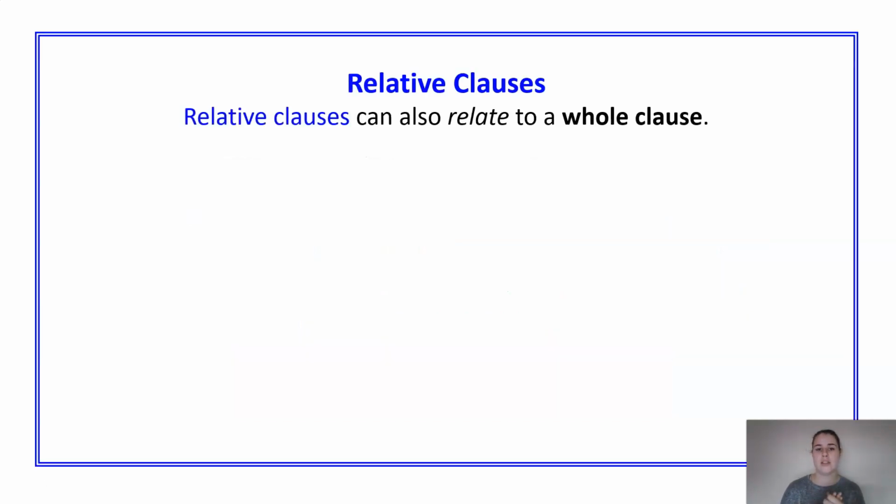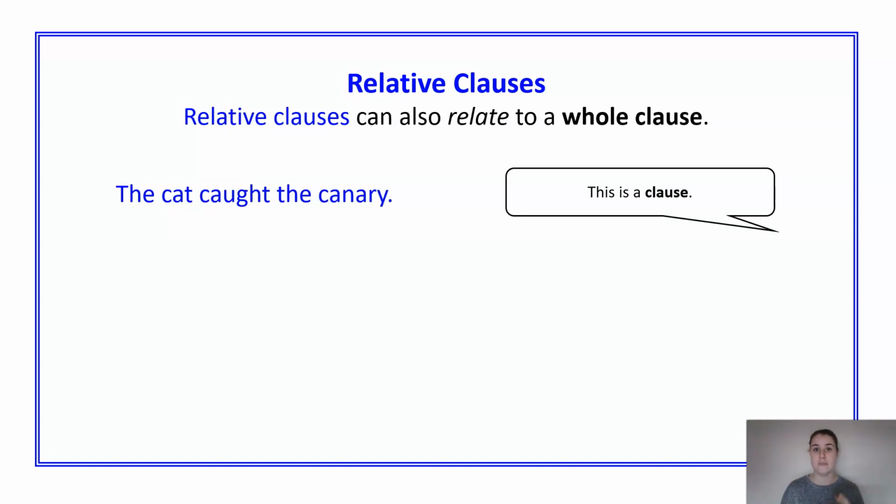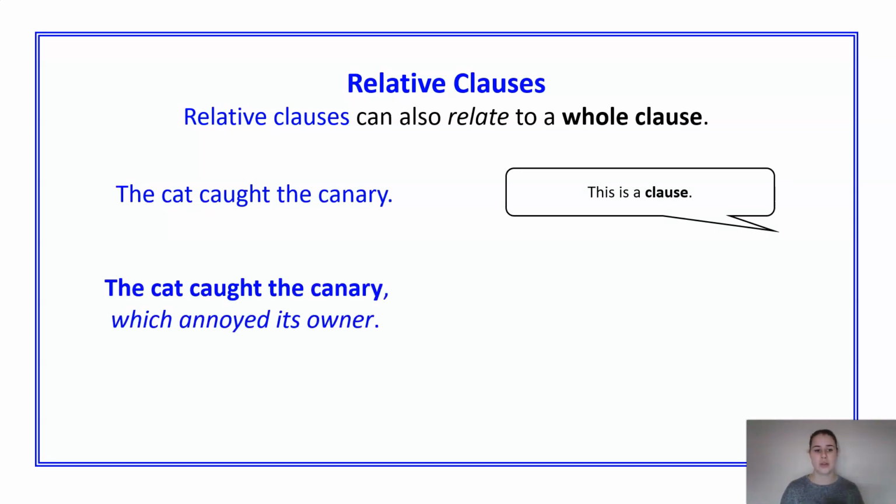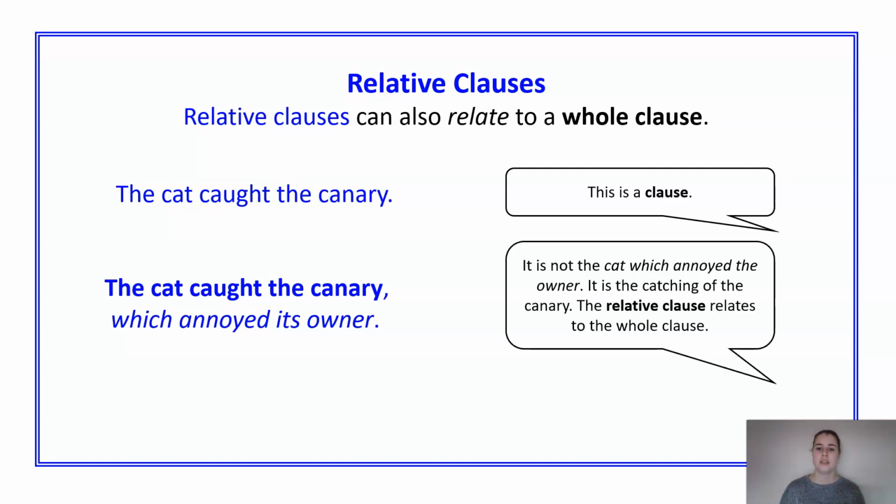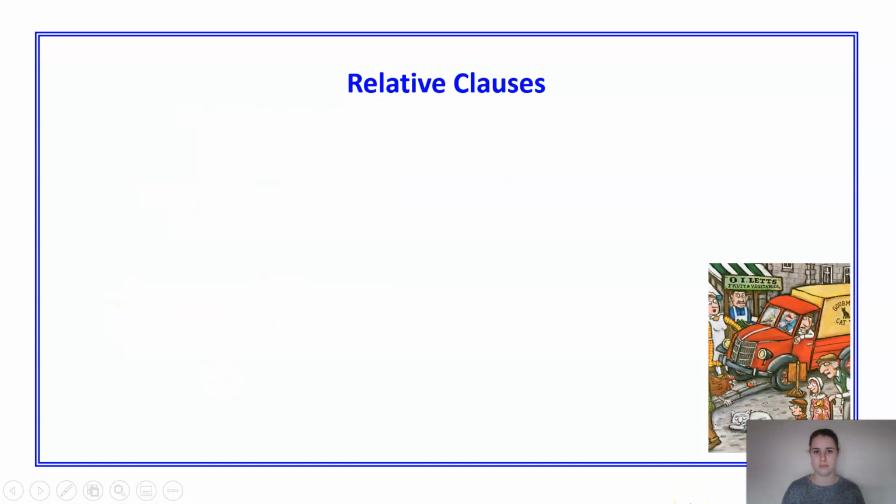When we now look at relative clauses, they can also relate to a whole clause, and this is where our relative pronouns come into play. So the cat caught the canary, that's our main clause. The cat caught the canary, which annoyed its owner. So it's not the cat which has annoyed the owner, it's the cat catching the canary that has annoyed the owner. So we've given it some additional information. And here we can see we've used the word which, our relative pronoun.